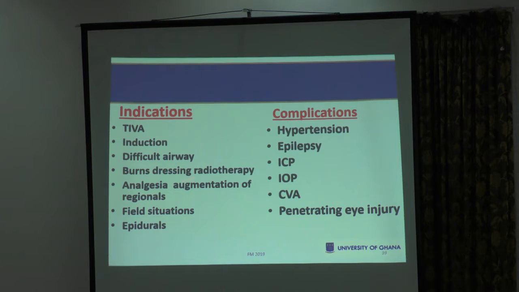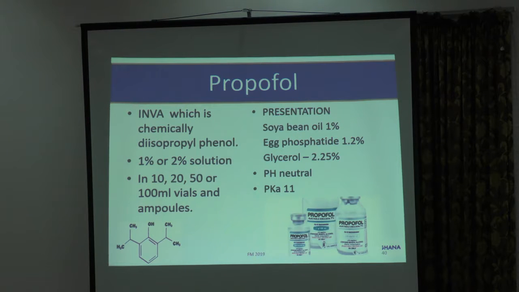Okay, you have to be very careful. Complications: hypertension, epilepsy, increase in intracranial pressure. If you give ketamine to somebody with a penetrating eye injury, the vitreous will be extruded and the patient will go blind because it causes a lot of nystagmus. So you don't use it in people with eye injuries.